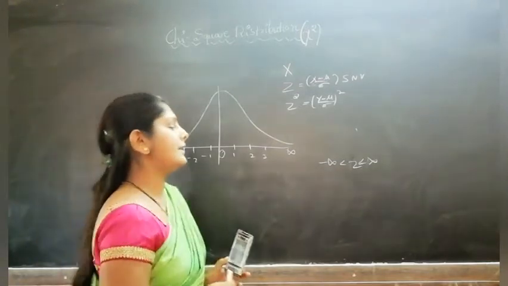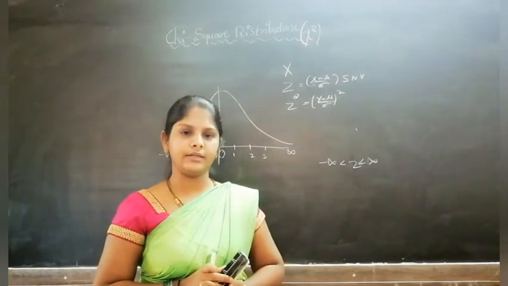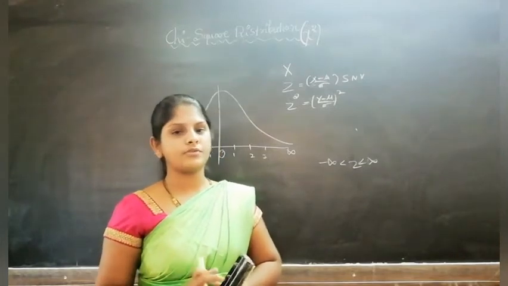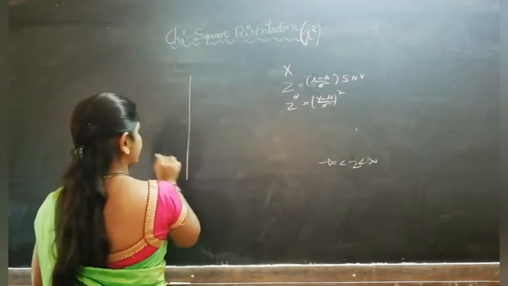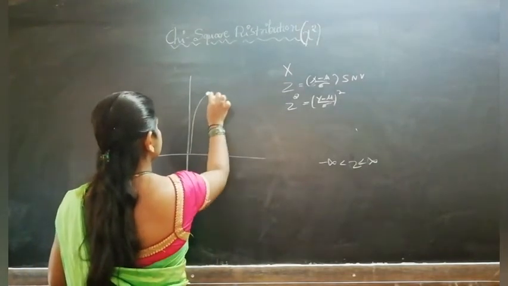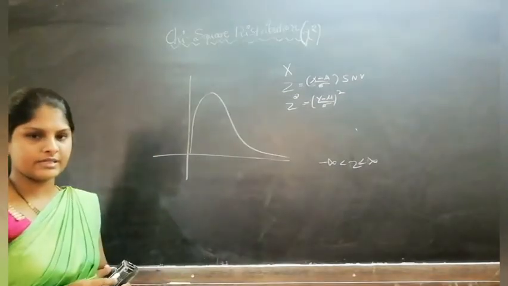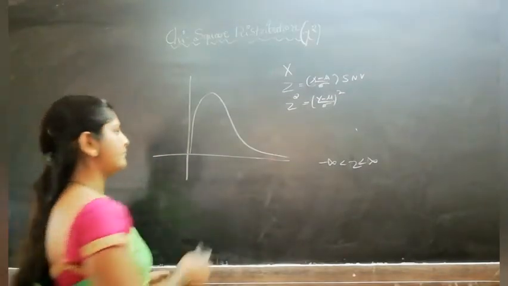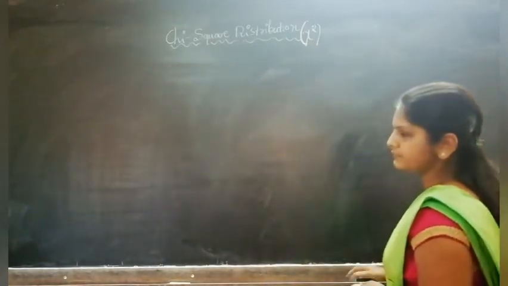That's why the range for chi-square is from 0 to infinity. It takes only positive values, and the curve for the chi-square variate is only on the positive side, which is also positively skewed. So this is the curve of the chi-square distribution. Now we will see some features of chi-square distribution.